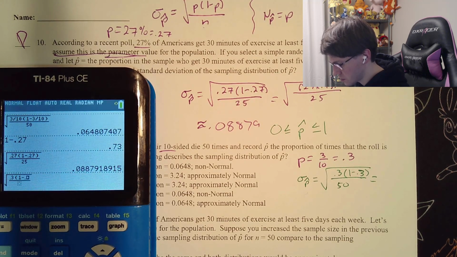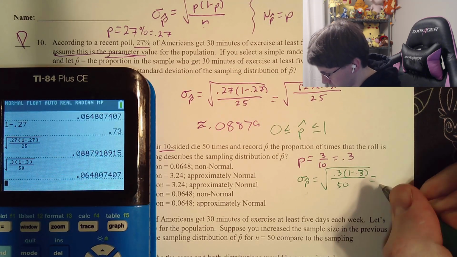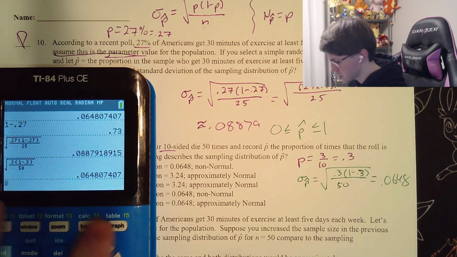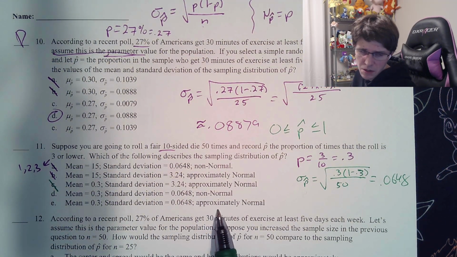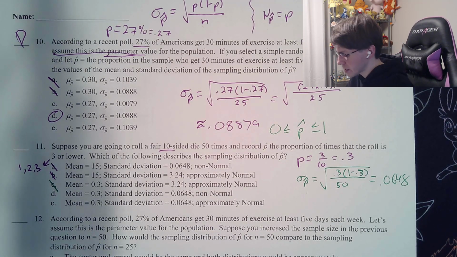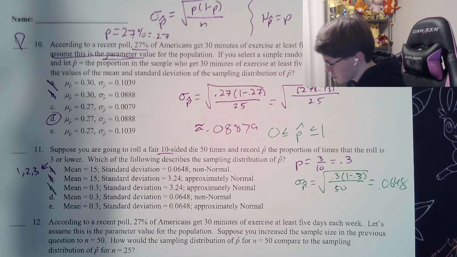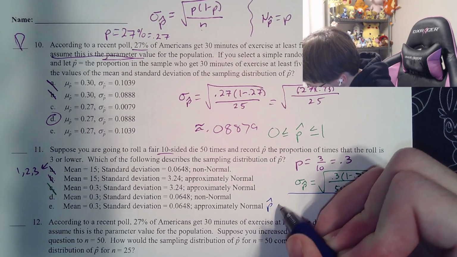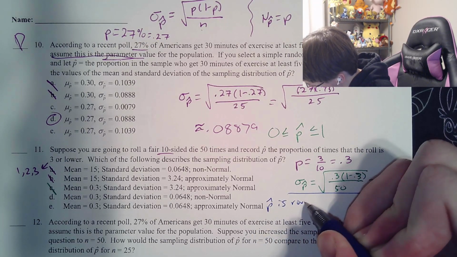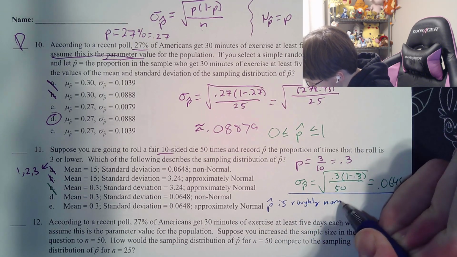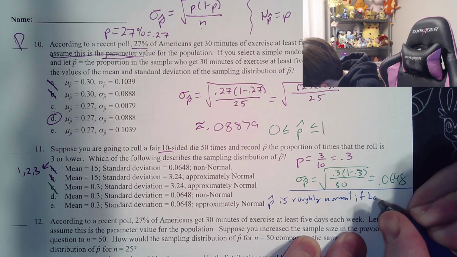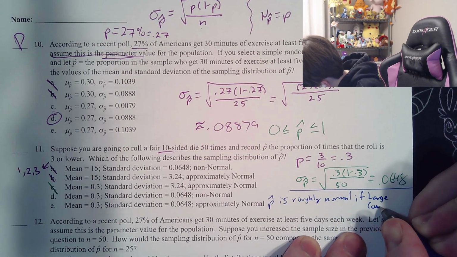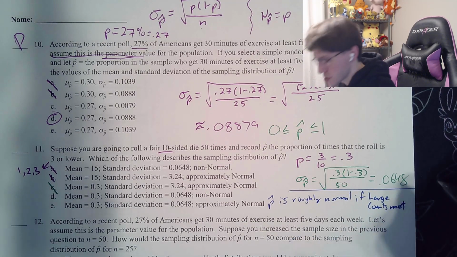0.3 times 1 minus 0.3 divided by 50, and sure enough, we get 0.0648, which is exactly what we expected because both of our answers there. But the real question is, is it non-normal or approximately normal? In order to be approximately normal for a p hat, we'll say that p hat is roughly normal if the large counts condition is met. What is the large counts condition?